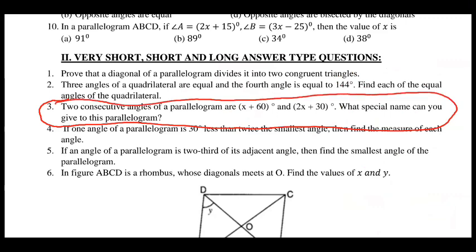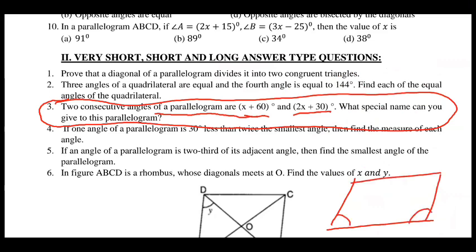Come on. Two consecutive angles of the parallelogram are x plus 60 and 2x plus 30. How will you find it? Consecutive का मतलब क्या होता है बेटा? Can you please tell me consecutive का मतलब क्या होता है? Side by side को बोलते हैं, correct? अगर इसको x plus 60 उन्होंने बताया है, इसको 2x plus 30 उन्होंने बताया है, तो how will you find it?